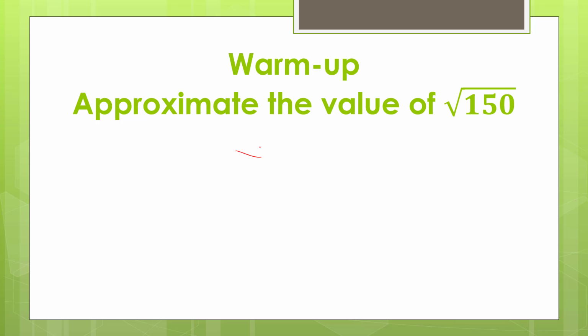Hopefully you remember that the square root of 150 is between two perfect squares that will give you the integer value. So below 150 we have 144. The square root of 144 is 12, which means above 150 we're going to end up with 13, which is the square root of 169. Now, the square root of 150 is going to fall between these two values.